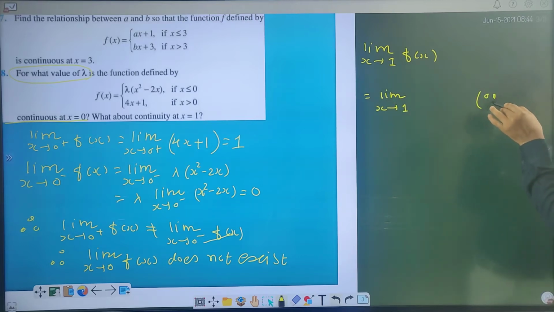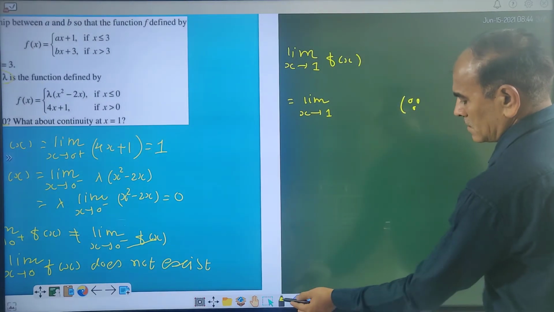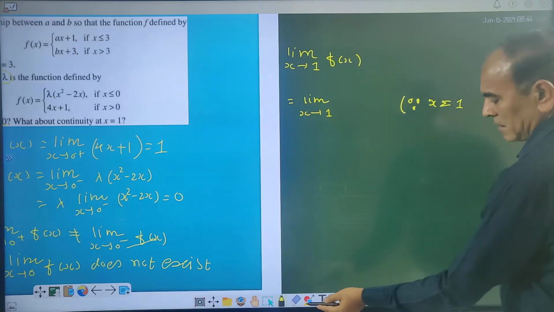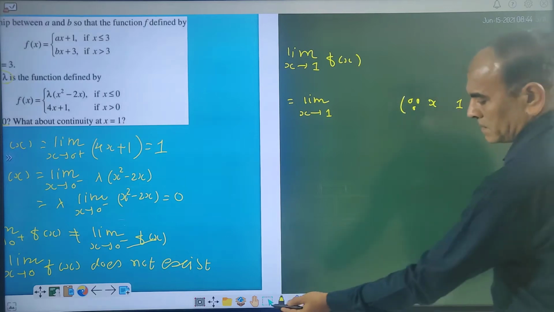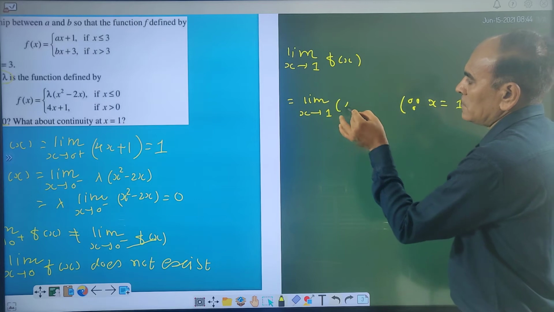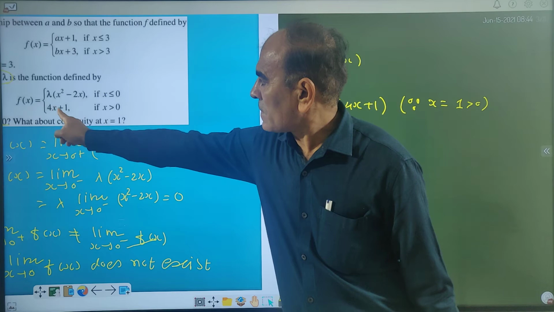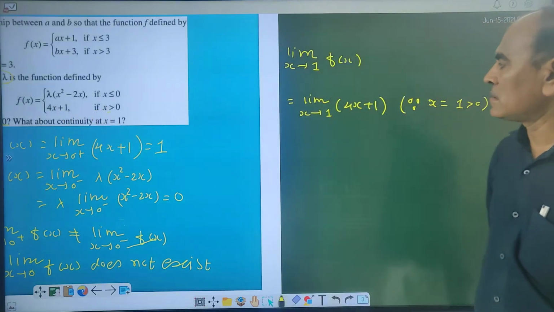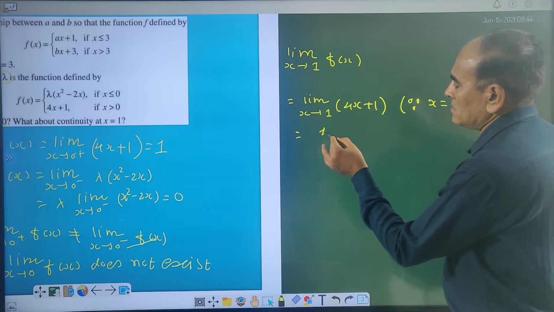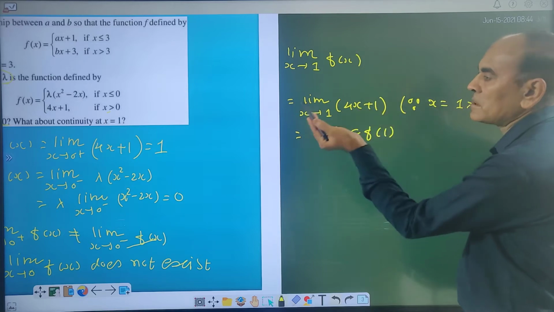Put the value. x is equal to 1, which is greater than 0. So what we have to write? 4x plus 1. See, f of x is equal to 4x plus 1 if x greater than 0. So that comes out 5, and that is also f of 1 because f of 1 is also 5.